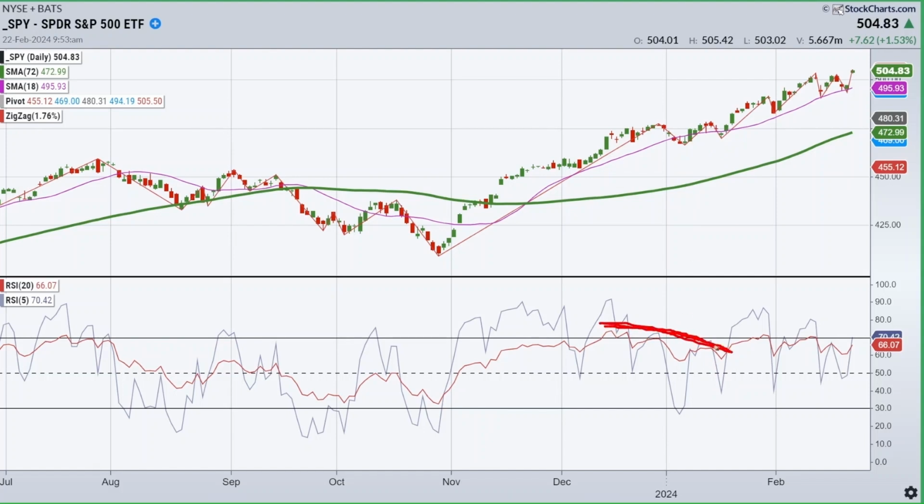Now, when divergence fails like this, when we have divergence, I basically refer to it as being broken. When divergence is broken, I no longer worry about divergences anymore. I'm not going to let that hinder me. Like we got another divergence here. You see how this went to a lower high with price going to a higher high? I'm not thinking about that anymore.